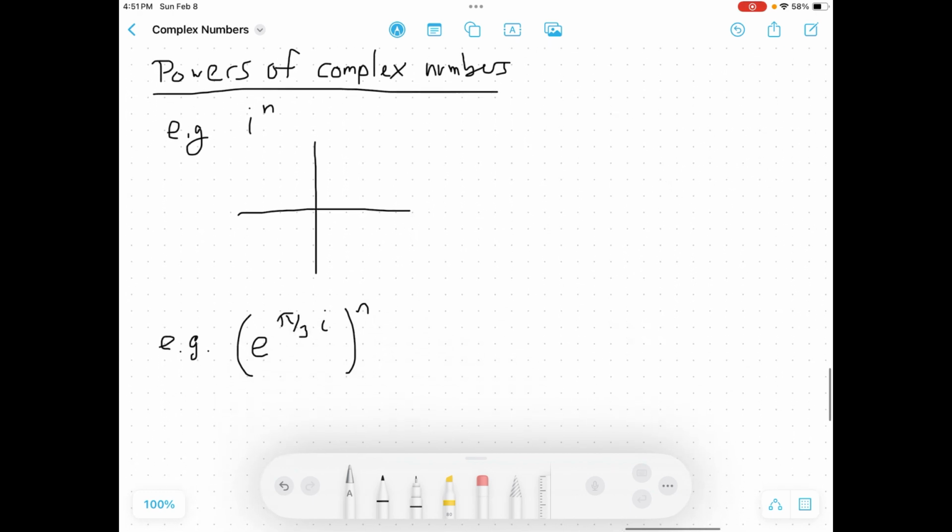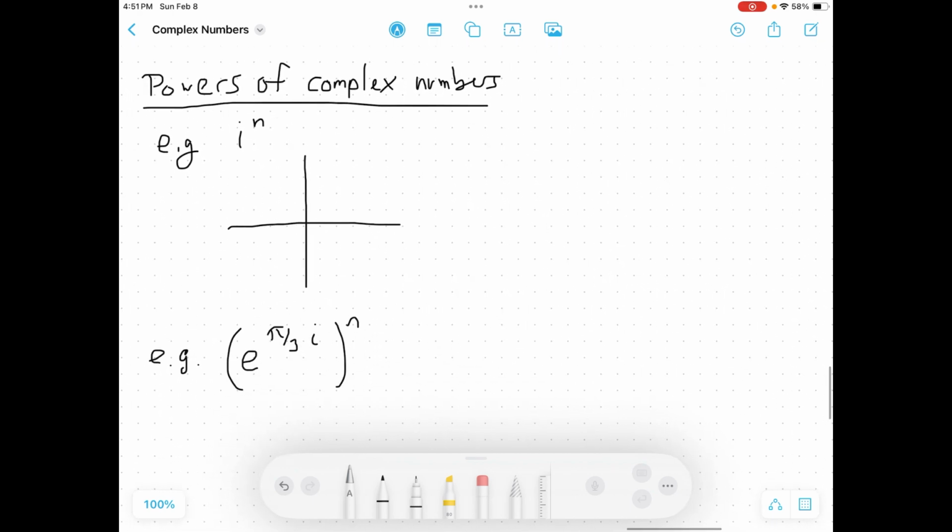So, what if I want to find some powers of complex numbers? First, just to sketch this out, looking at i to the n, so if we've got i right here, we said that i squared was -1. That's going to be i squared. i to the third was -i.